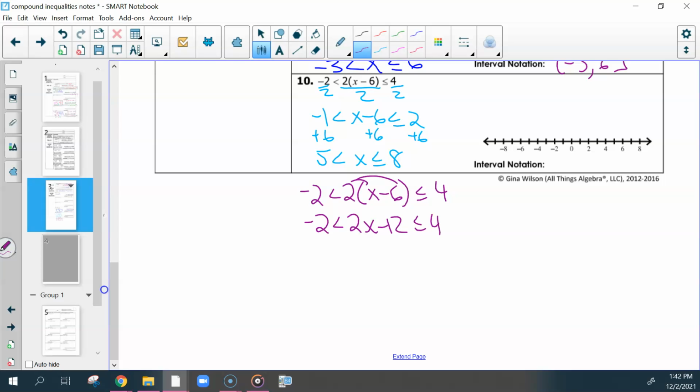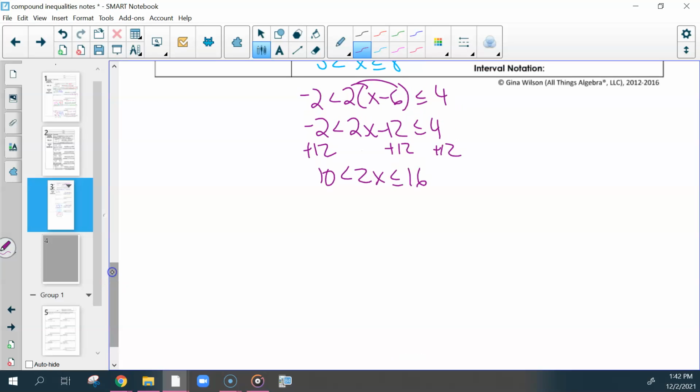And then we could solve this like we have been, add 12 to both sides, and then divide each side by 2. We end up getting the same thing that we did earlier. 5 is less than x, which is less than or equal to 8. So that shows you that no matter how you solve it, you should get the same answer as long as you do the math correctly.